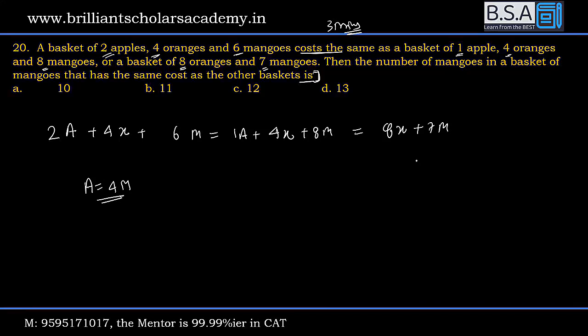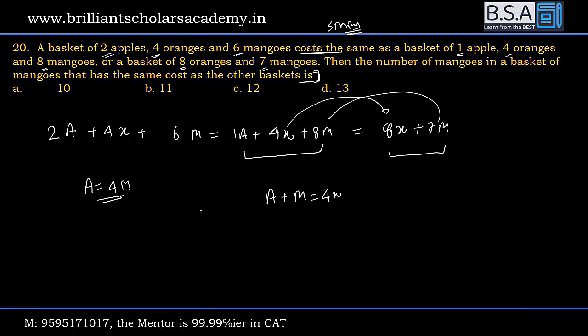7 mangoes. So now if I focus on second and third, if I transfer it on this side and this on the other side, I will have apple plus mango is equal to 4 oranges, and 1 apple is equal to 4 mangoes. So 5 mangoes is equal to 4 oranges. इसको simplify करना है करो, otherwise leave it as it is. Now what is the question? What will all of this be equal to in terms of mangoes?